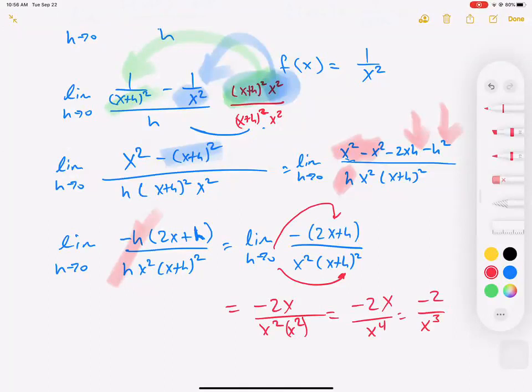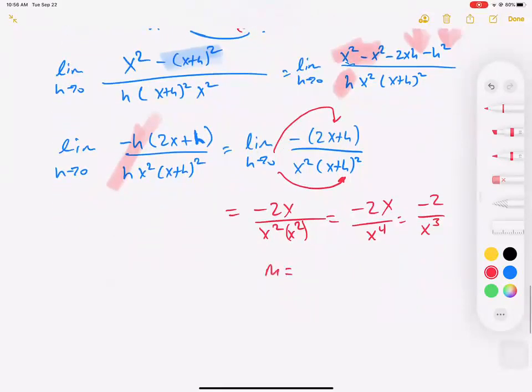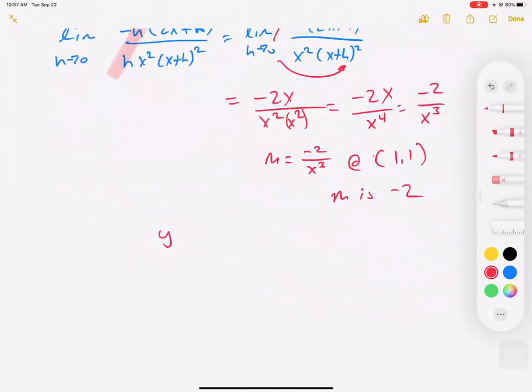Now, this is our slope equation. So you can say m, in essence from algebra 1, the slope is negative 2 over x cubed. And at our point, which was 1, 1, m, plugging in 1, is negative 2. So now we can write the equation y minus y1 equals m times x minus x1. We have our point, x and y, which is 1 and 1, so y minus 1 equals m times x minus 1. Our m is negative 2.